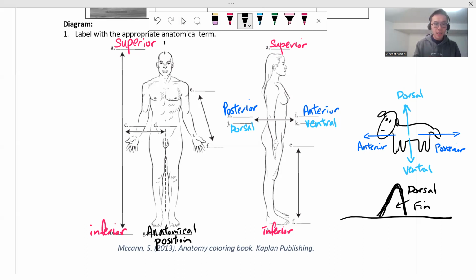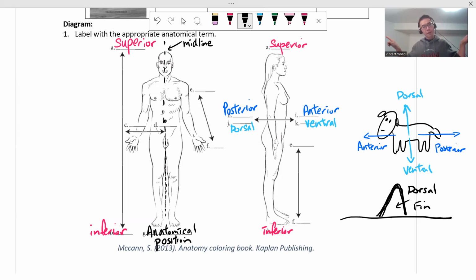So we can divide the person right down the middle. This is called the midline. The midline. Okay. So like the nose is on the midline. The mouth is on the midline. Right? The belly button. Belly button, that's on the midline.